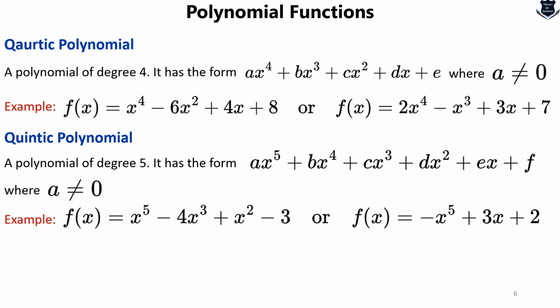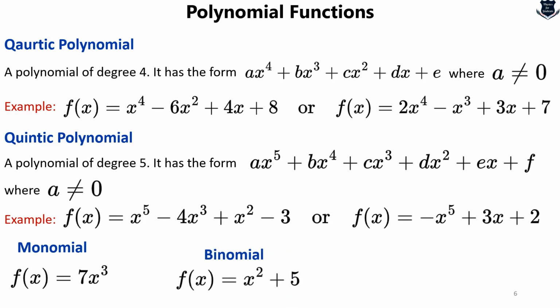upon the coefficients. Now apart from that, the terms that describe the number of terms in the polynomial are monomial, that means a polynomial with just 1 term; binomial, a polynomial with 2 terms; and trinomial, a polynomial with 3 terms. So these are more or less what we call the different types of polynomials, examples, and we will see how they look like in terms of the graph.